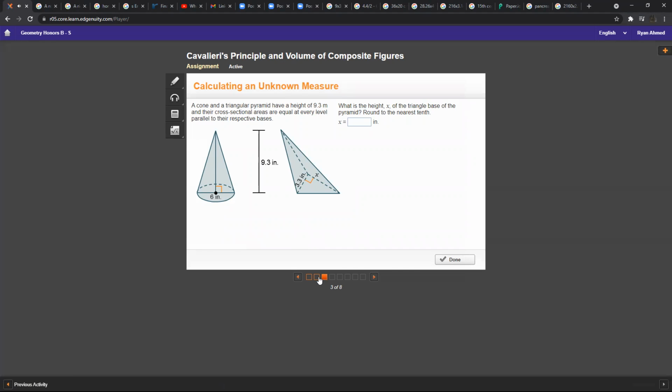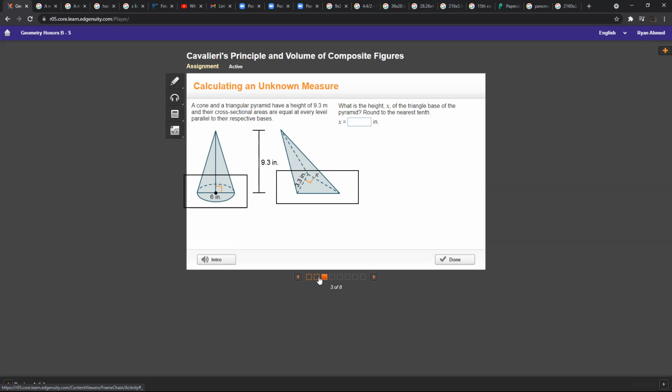All right. A cone and a triangular pyramid have a height of 9.3 meters. Their cross-sectional areas are equal at every level, parallel to their respective bases. What is the height x of the triangle base of the pyramid? So they have the same height, and the cross-sectional areas are equal. So what I take that to mean is that this circular base is going to have the same area as this triangular base, if I'm not mistaken.